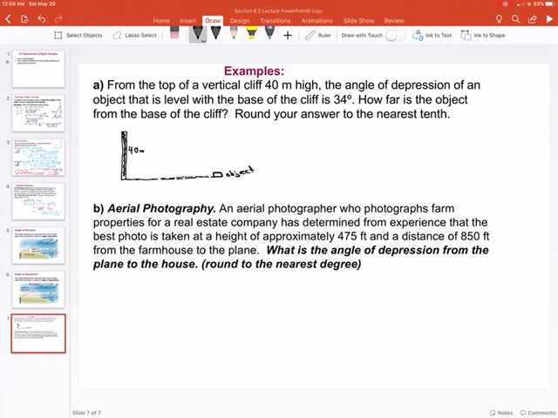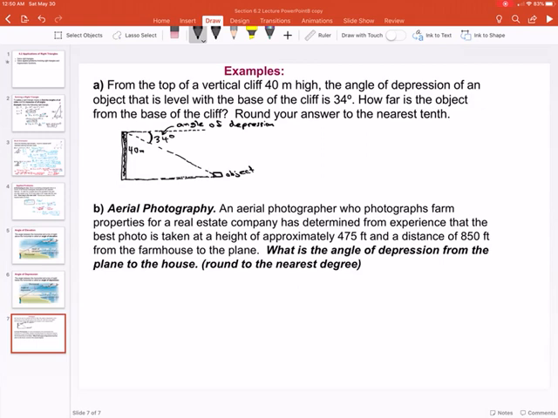Now let's draw in the angle of depression. So I'm going to draw in, now we're standing at the top of the cliff, this horizontal. And now I'm going to draw in the line of sight, down here to this object. So we're given this angle right here. There's the angle of depression. That angle, it says, is 34 degrees. There's our angle of depression, the angle between the horizontal and the line of sight. So we've got a visual.